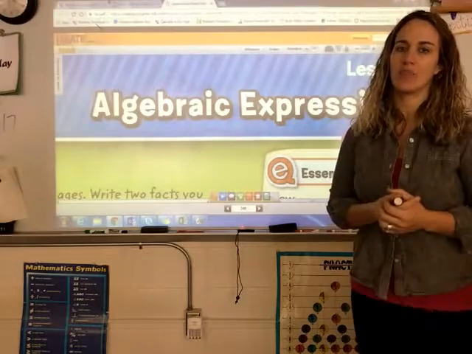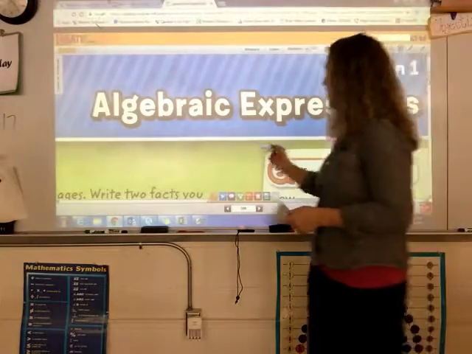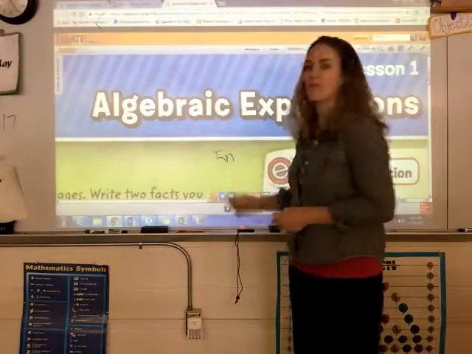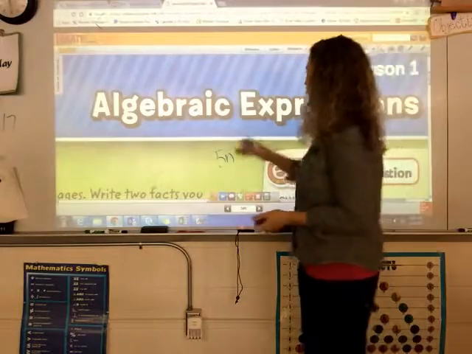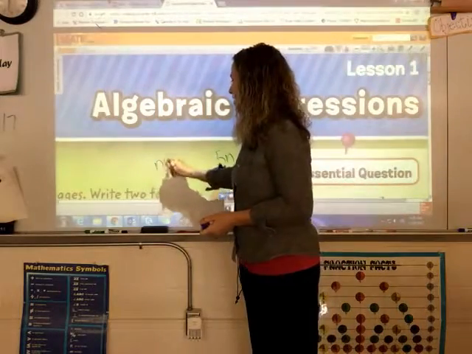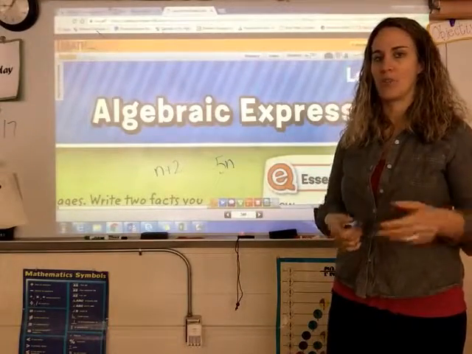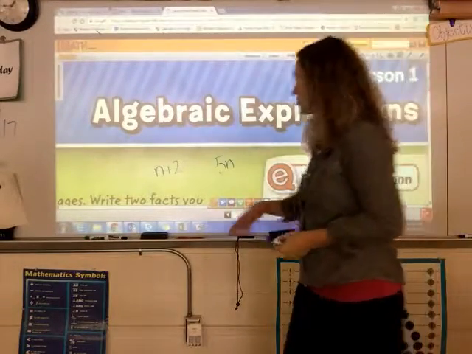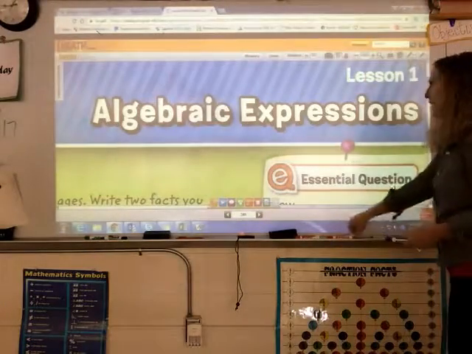So an example of an algebraic expression could be something as simple as 5n. If I write out 5n, that's the same as taking 5 times n, and that would be an example of an algebraic expression. Another one could be something as simple as n plus 2. Your operation is addition, and you've got a variable and a number. So again, those are just a couple examples of algebraic expressions and what they look like.